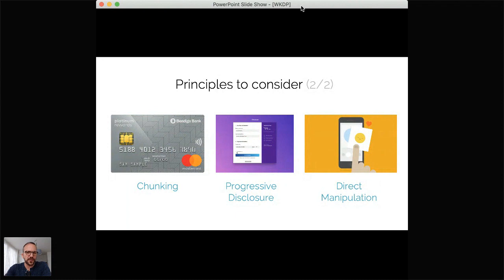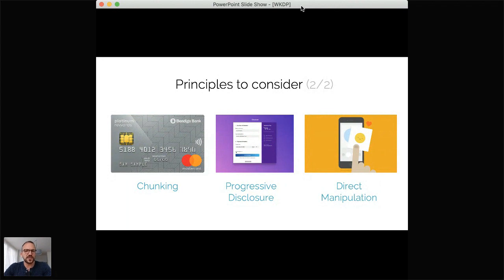Because it's easier for us to remember 4 digits at a time than it is for us to remember a long string of 16 digits, right? And the same thing applies to mobile phones, right? It's the idea of chunking into smaller, more digestible parts. Progressive disclosure is very similar to chunking, right? A great principle that applies to interaction design and data visualization.